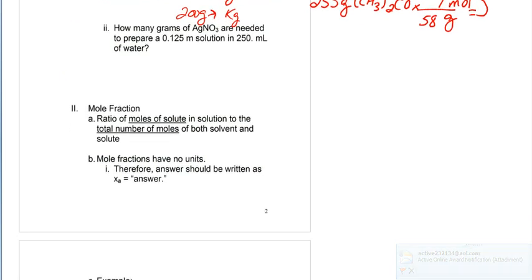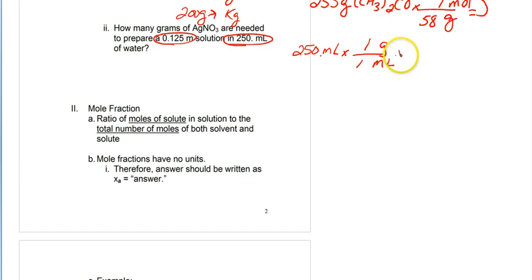So, if we wanted to know how many grams of silver nitrate are needed to prepare a 0.125 molal solution in 250 mL of water, what would we do? We are given a molality and a volume. So we need to convert that volume into kilograms. Start with 250 mL of water, go from mL to gram. We know the density of water is 1, so 1 gram per mL.